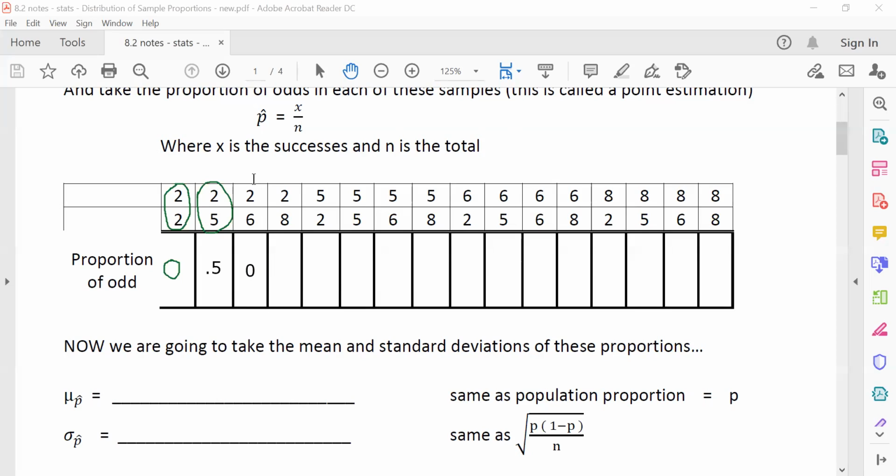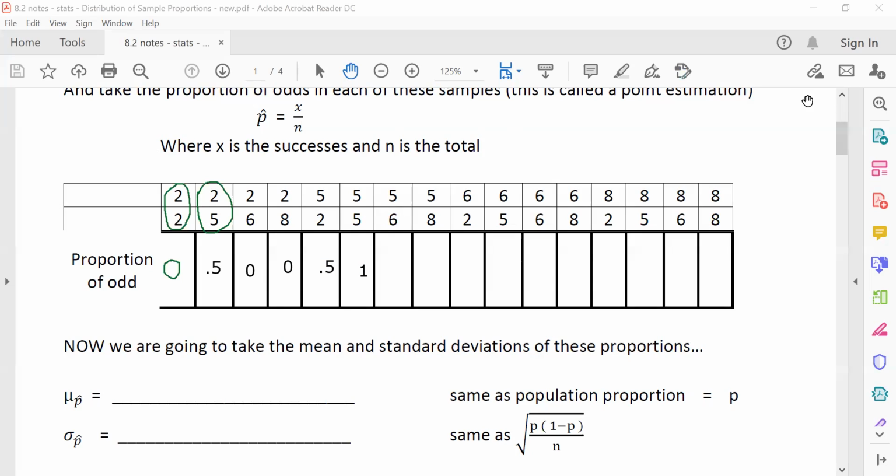In this sample, the numbers 2 and 6, 0 out of the 2 are odd. In this sample, 0 out of the 2 are odd. Here, 1 out of the 2 is odd, so it's going to be 0.5. Here, they're both odd, so it's going to be 1. And in these samples, we're dividing by 2 each time.